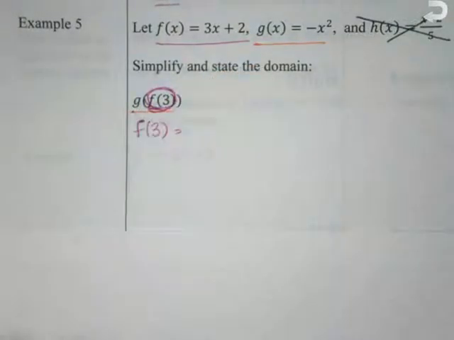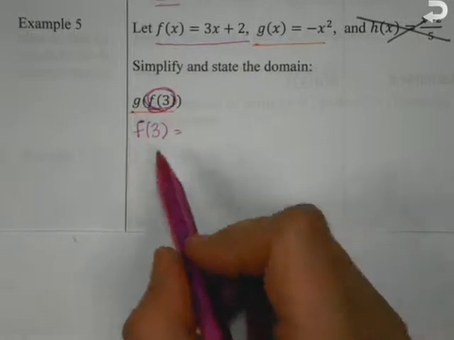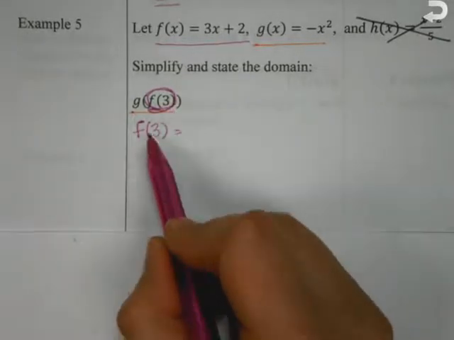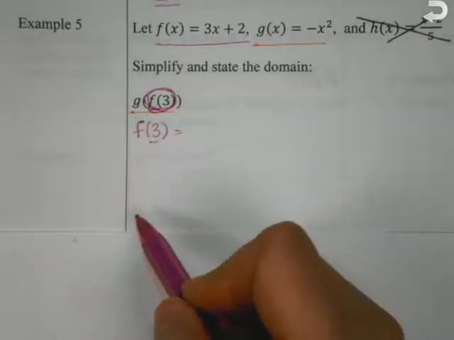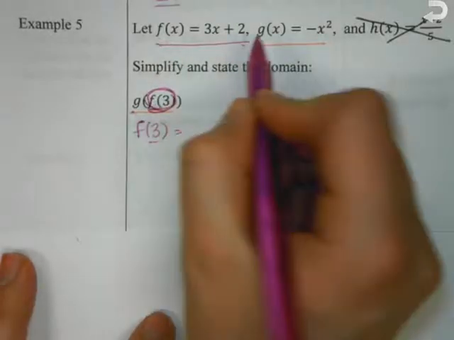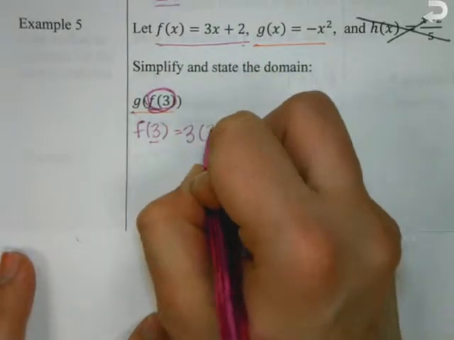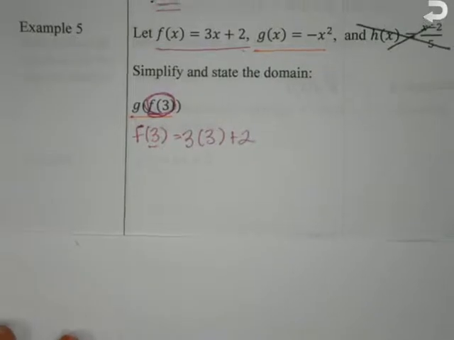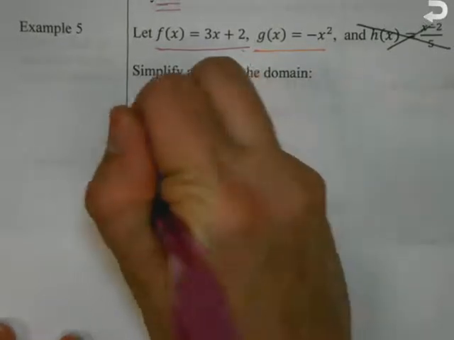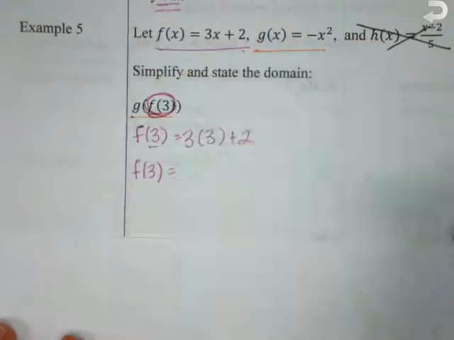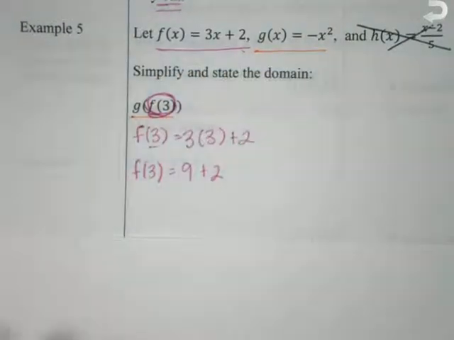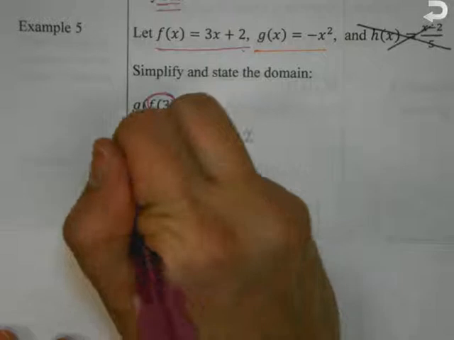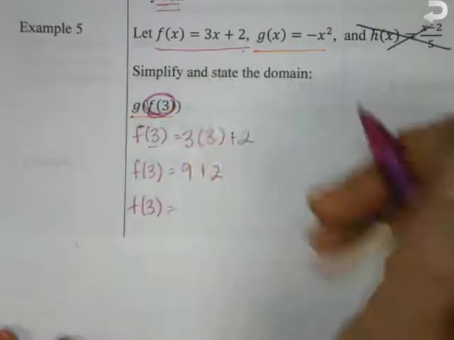If I have f of 3, what am I going to do with that 3? Plug it into the f function. So that's going to be 3 times 3 plus 2. So f of 3 is equal to 9 plus 2. So f of 3 is equal to 11. Great.